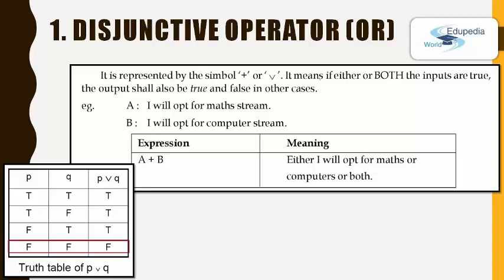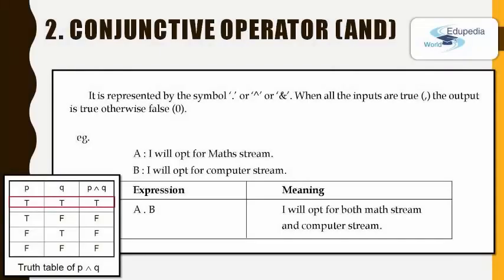Now if you take a look at the truth table of the disjunctive operator, you can see it is the same as the Boolean OR operator. True plus true is true, true plus false is true, false plus true is true, and false plus false is false. Now the next operator is the conjunctive operator, and it is commonly known as the AND operator. It is represented by the symbols dot or the turned V or the caret symbol or the AND symbol.